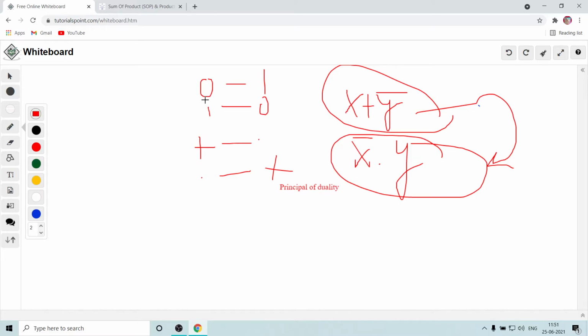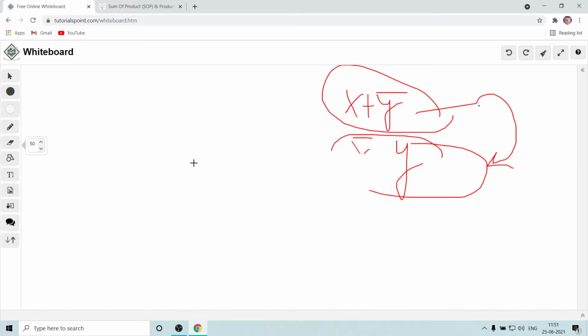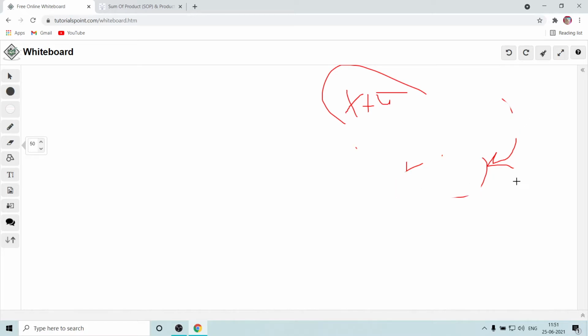Simply converting 0 to 1, 1 to 0, plus to dot, dot to plus is my principle of duality. Now, moving ahead to different Boolean laws, I'll just explain to you a little faster whatever different laws.